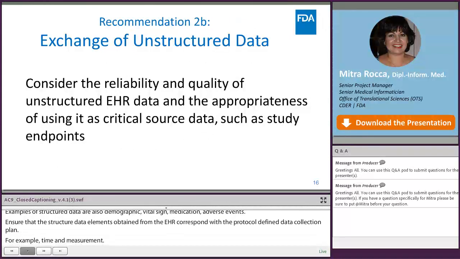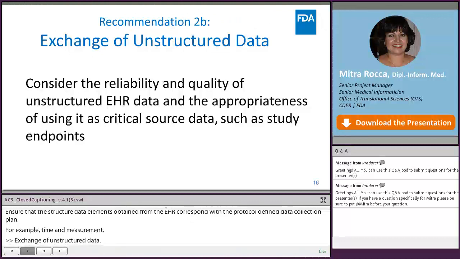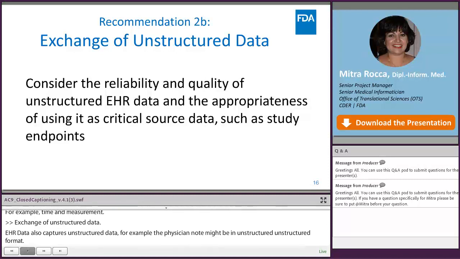Exchange of unstructured data. EHR data also capture unstructured data. For example, the physician note might be in unstructured format. So when leveraging unstructured data that is captured in the EHR system, we recommend considering the reliability and quality of this data and the appropriateness of using this as the source data, especially focusing on the clinical endpoints.